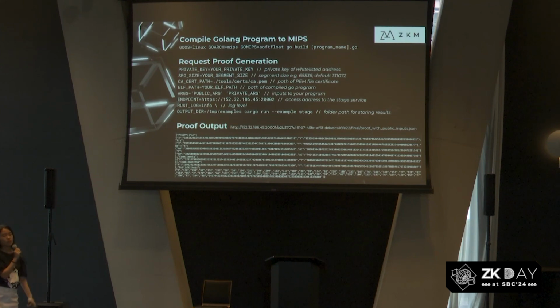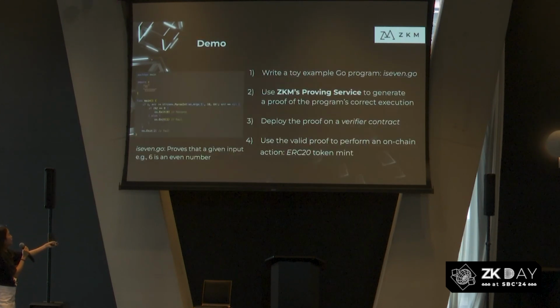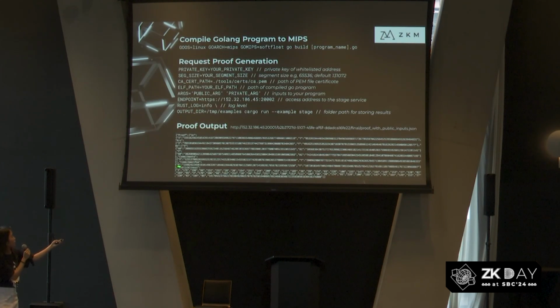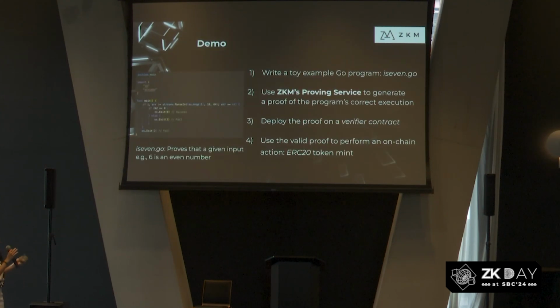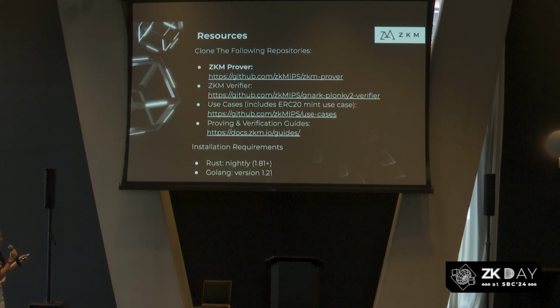If you open it, it'll reveal all the contents of the proof. So what we have over here is just an example of a proof output, which is the proof with the public inputs. So going into our demo portion, we're going to use a toy example Go program called isEven. So this one right over here.